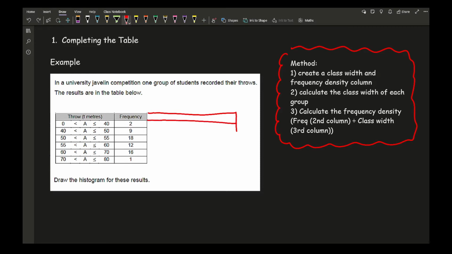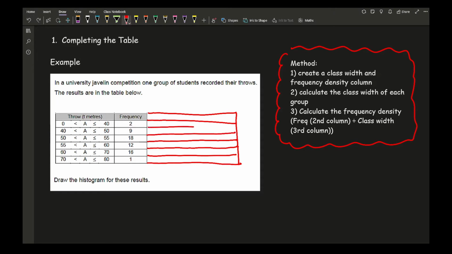I'm going to try and do it as neatly as I can, and I'd recommend using a ruler, particularly if you're doing this as classwork, and try to be as neat as possible. That's not too bad. And just being a slight perfectionist, let me get rid of that line and do a little bit better. A bit like this. I'm going to create 2 columns. The first one I'm going to create is my class width, and the second column is going to be my frequency density.